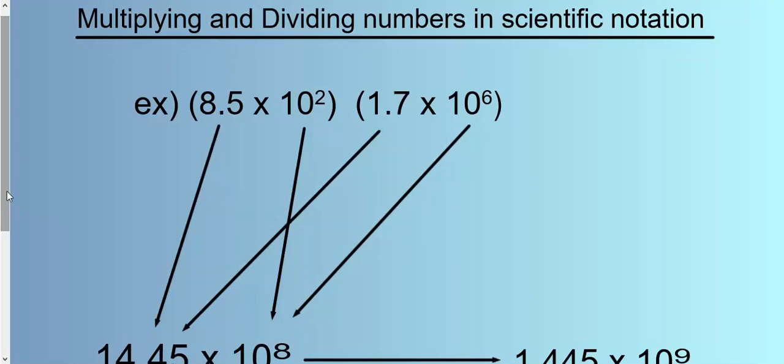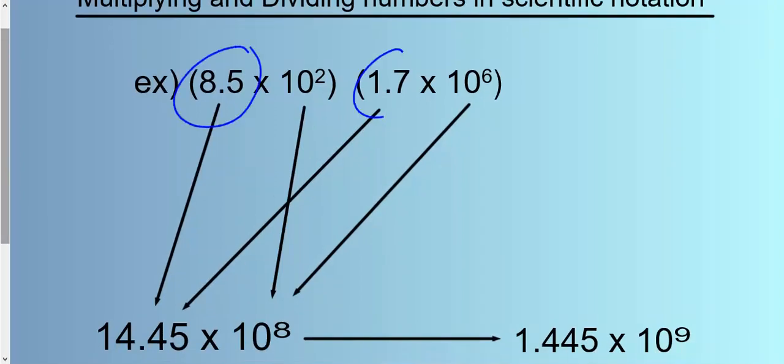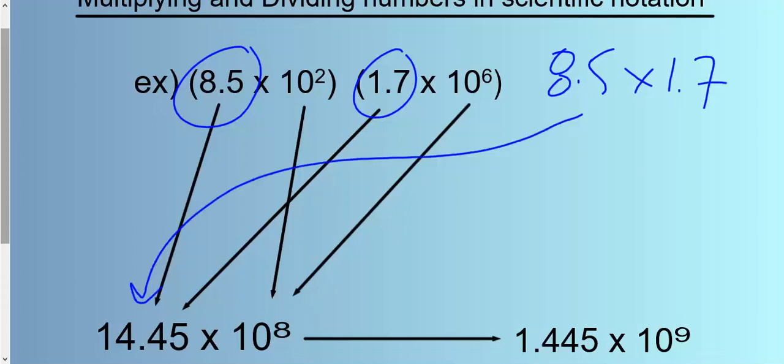So what you're going to do is you can use a calculator for the first part. So what I got here is 8.5. You're going to take these two numbers and you're going to multiply them together. 8.5 times 1.7. And that gives us 14.45, and then you have 10 to the second times 10 to the sixth. Going back to, say, 8.1 when dealing with properties of exponents, that gives 10 to the eighth.